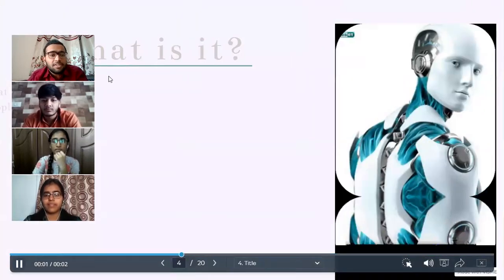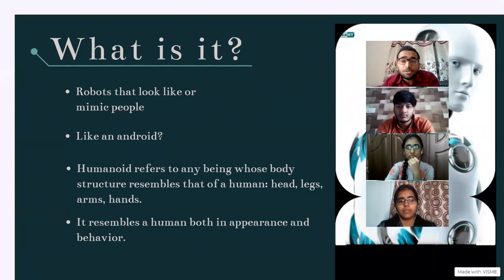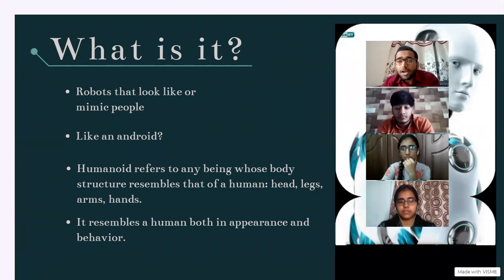So first of all, a very general overview of humanoid robots. Robots that look alike or mimic people are known as humanoid robots. They can also be called androids in certain terms. Humanoid robots basically refer to any being whose body structure resembles that of a human, in both appearance and sometimes behavior.